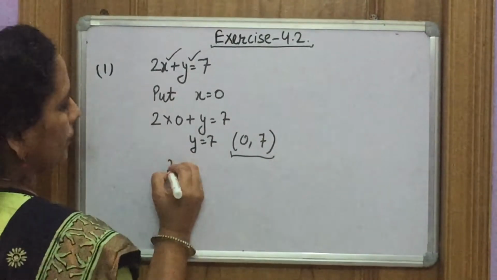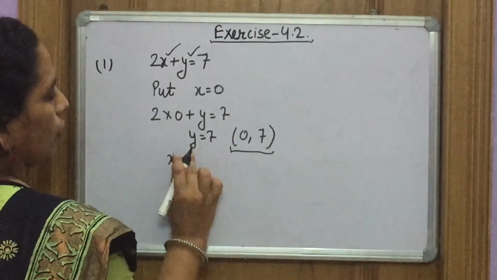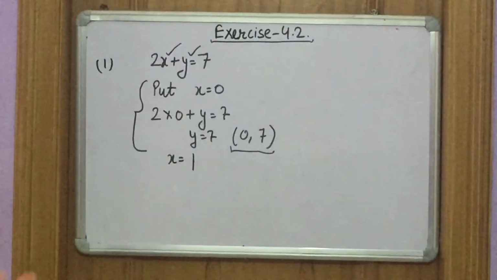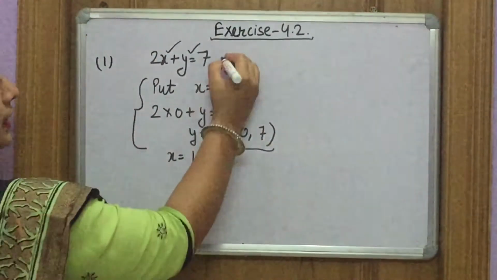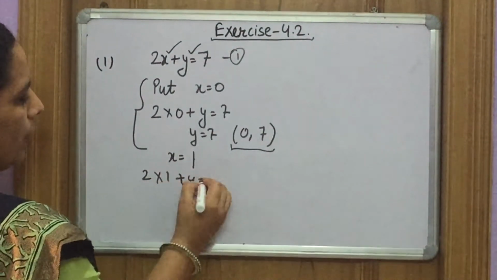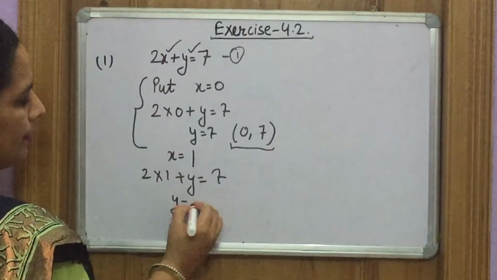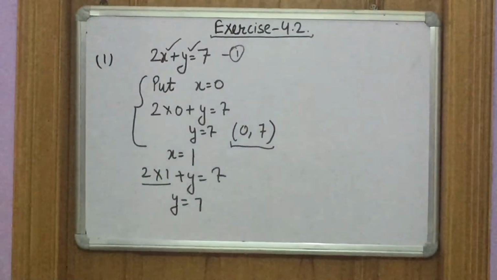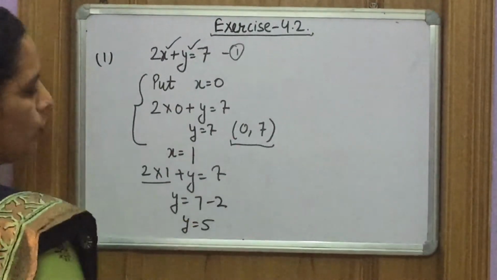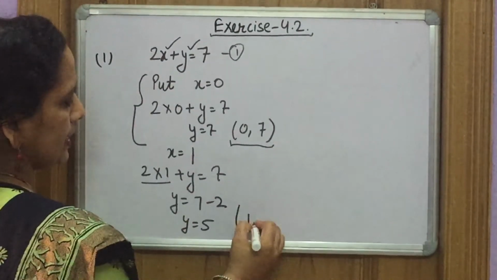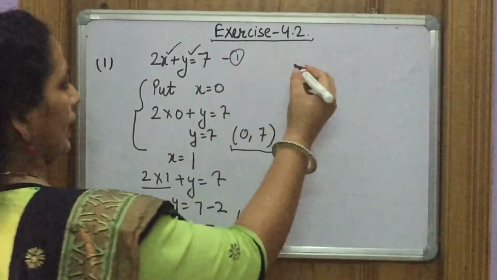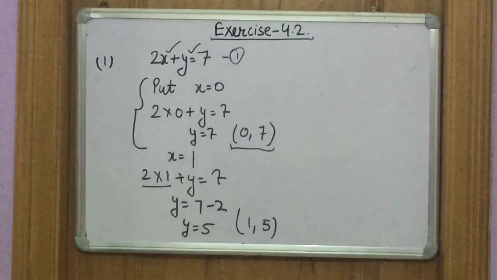Second, again follow the same method. Put any value of x in this equation, then find out the value of y. 2 multiplied by 1 will be 2, then y will be equal to 5. So this is our second solution. Similarly, we can find out 4 solutions of this equation.